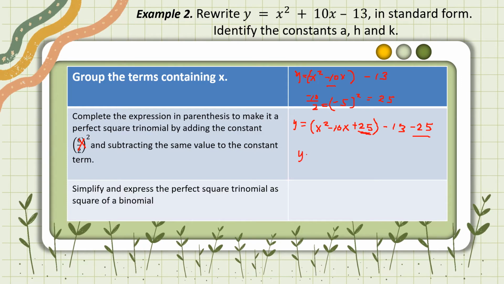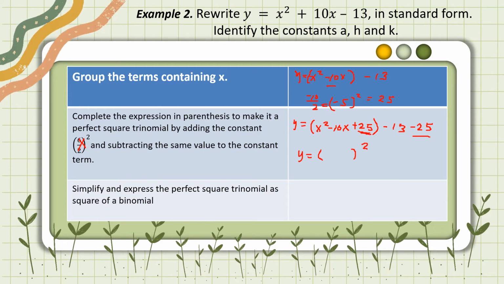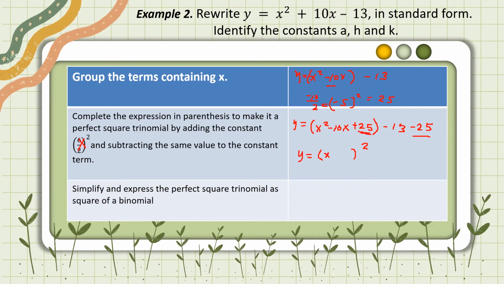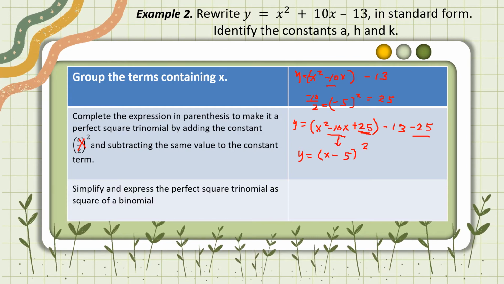So, magiging y is equal to square root of the first term. Gawa lang kayo ng parenthesis, tapos square. Ito po, x squared, magiging x. Tapos yung 25 po, negative po yung gitna. Negative po yan, 25. Square root ng 25 yan po ay 5. So, ito na po yung equivalent ng perfect square trinomial na magiging square of binomial. So, x minus 5 raised to the second power.